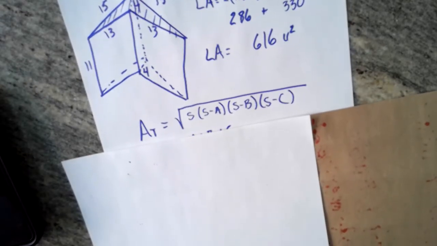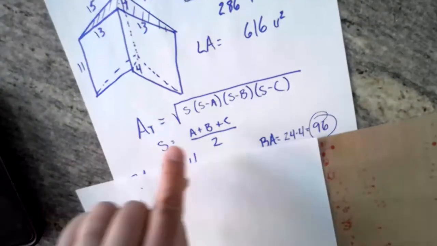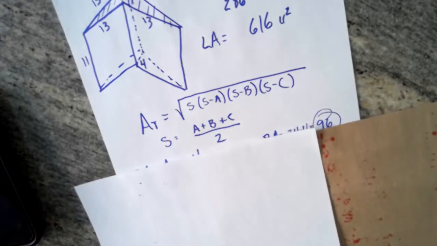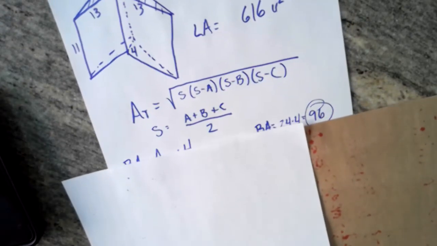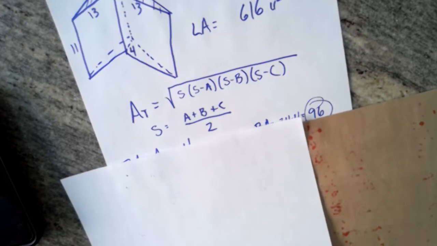Exactly. It's not that complicated though. S is called the semi-perimeter. So you just add up the sides of the triangle and divide by 2. And then A, B, and C are just the sides of the triangle. So in this case, our A, B, and C are 4, 13, and 15, in whatever order you want.